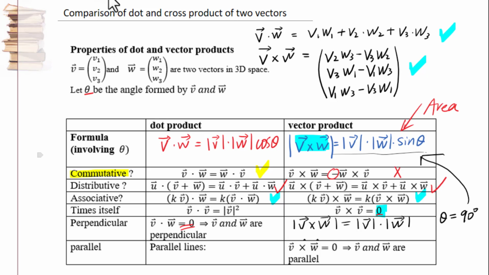How to decide two vectors are parallel by dot product? When vector v equals k times vector w, these two vectors are parallel. When vector v cross vector w equals 0, these two vectors are parallel. You can substitute theta equals 0 into this formula to get this conclusion.